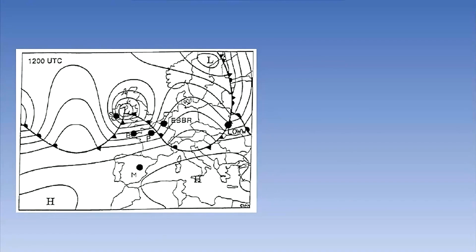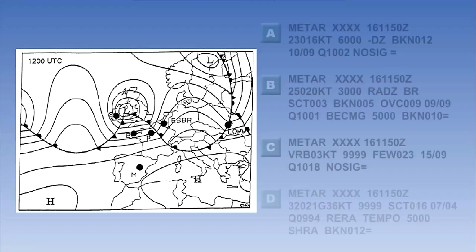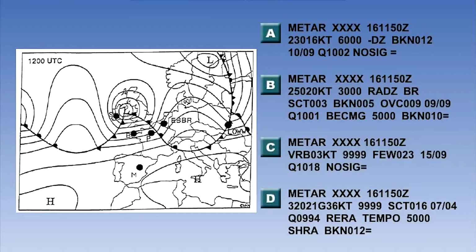There are 4 other airports on this chart: Paris, Brest, Shannon, and Madrid. Each of these stations will be highlighted for you, accompanied by 4 different METAR options: A, B, C, and D. When each station appears, take a moment to select the METAR that you feel best matches the expected weather for that location. Our first station is Paris. Please select A, B, C, or D.